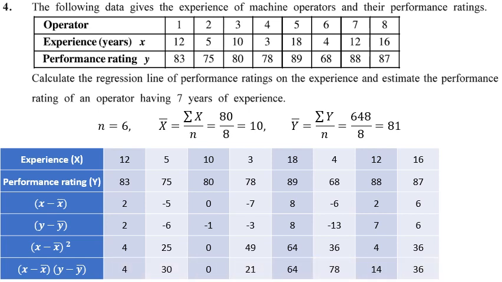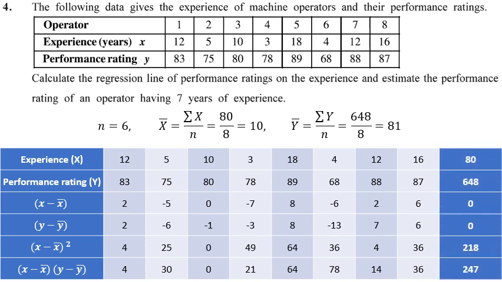Once you are done with all the necessary columns, you need to make a total. Remember, the X minus X bar and Y minus Y bar column totals should be 0. Right now you just need the last two totals for your sum.